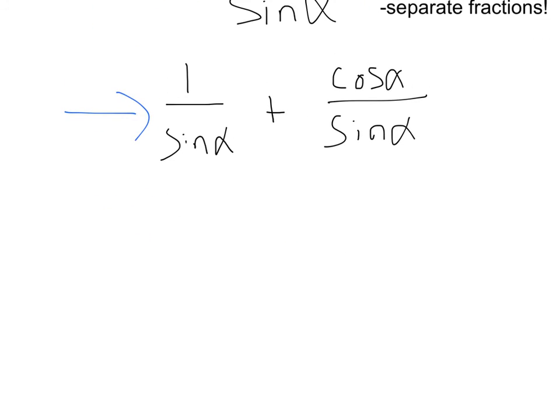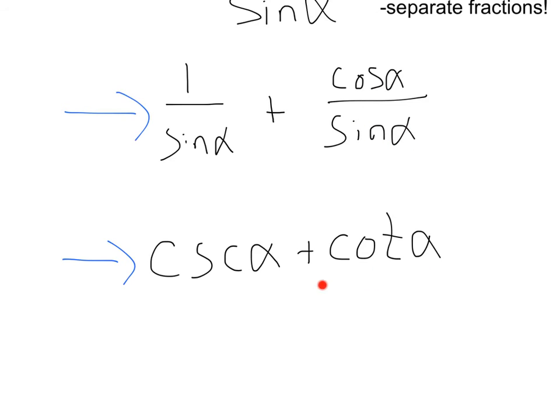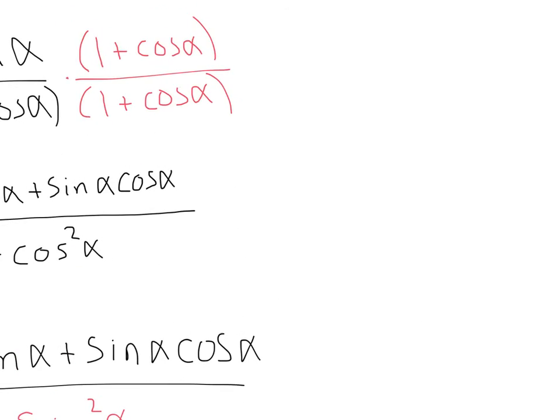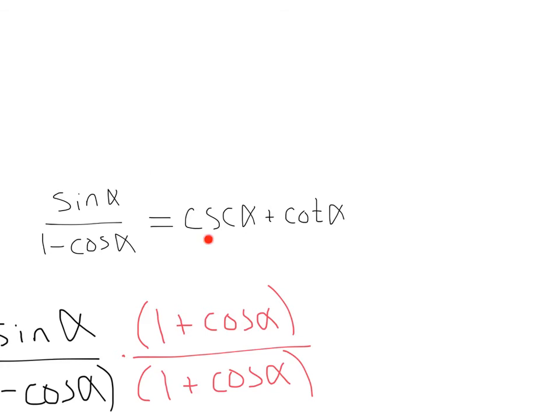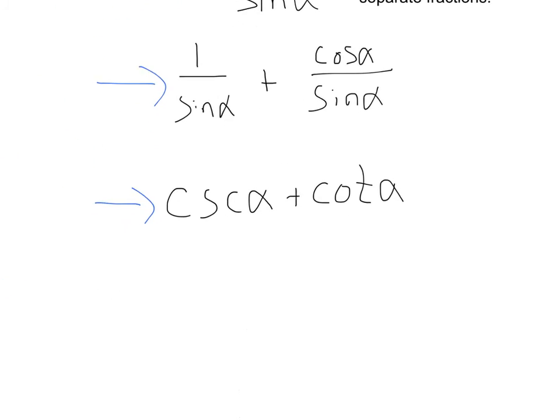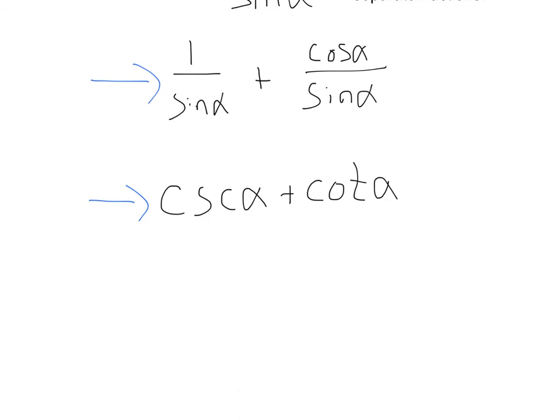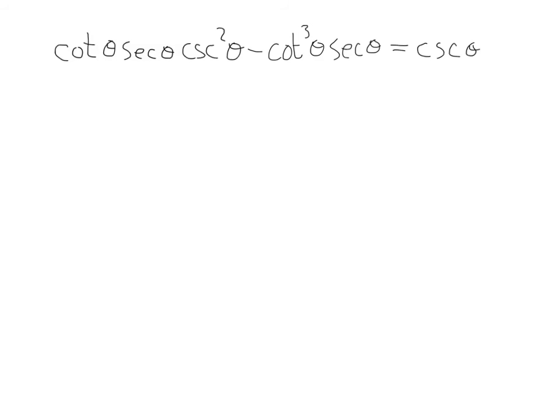Now that we have 1 over sine alpha, what's that equal to? Well, 1 over sine alpha, using my reciprocals, gives me cosecant alpha. Then I have cosine alpha over sine alpha. If I use my quotient identities, that gives me cotangent alpha. And whoop! That's exactly what I wanted to get to: cosecant alpha plus cotangent alpha. Check. Hang in there for just one more and I'll send you off to try them on your own.